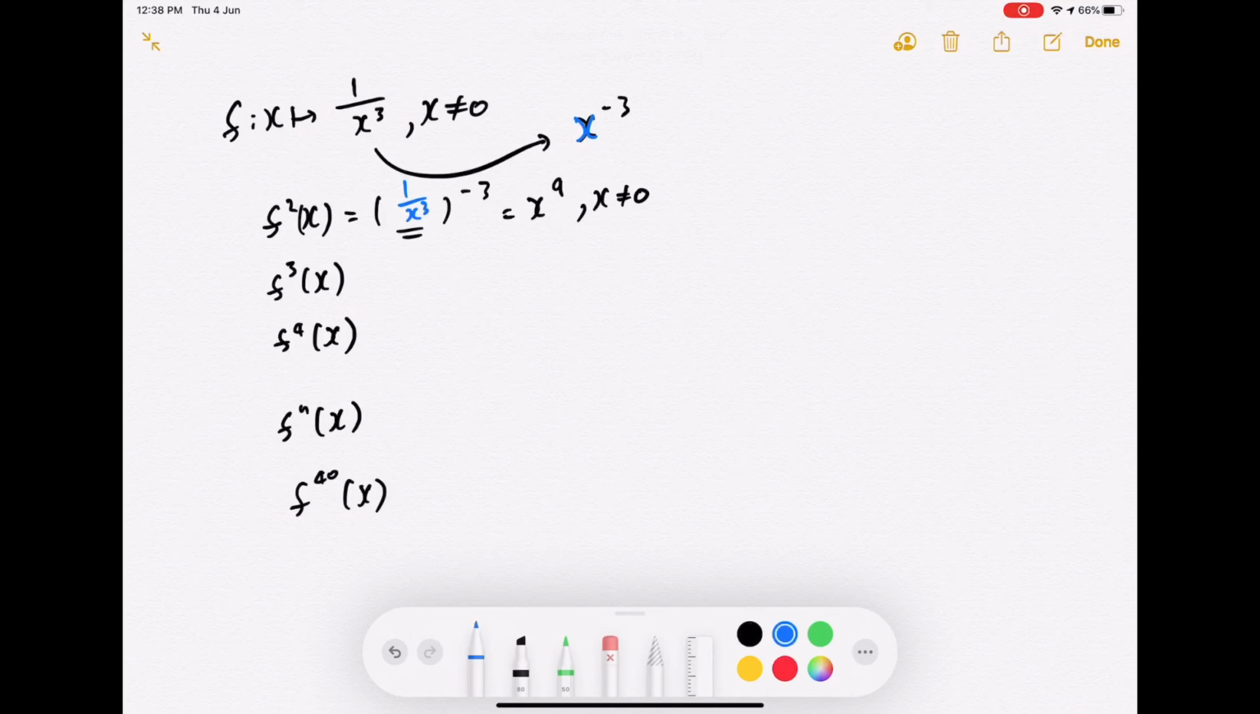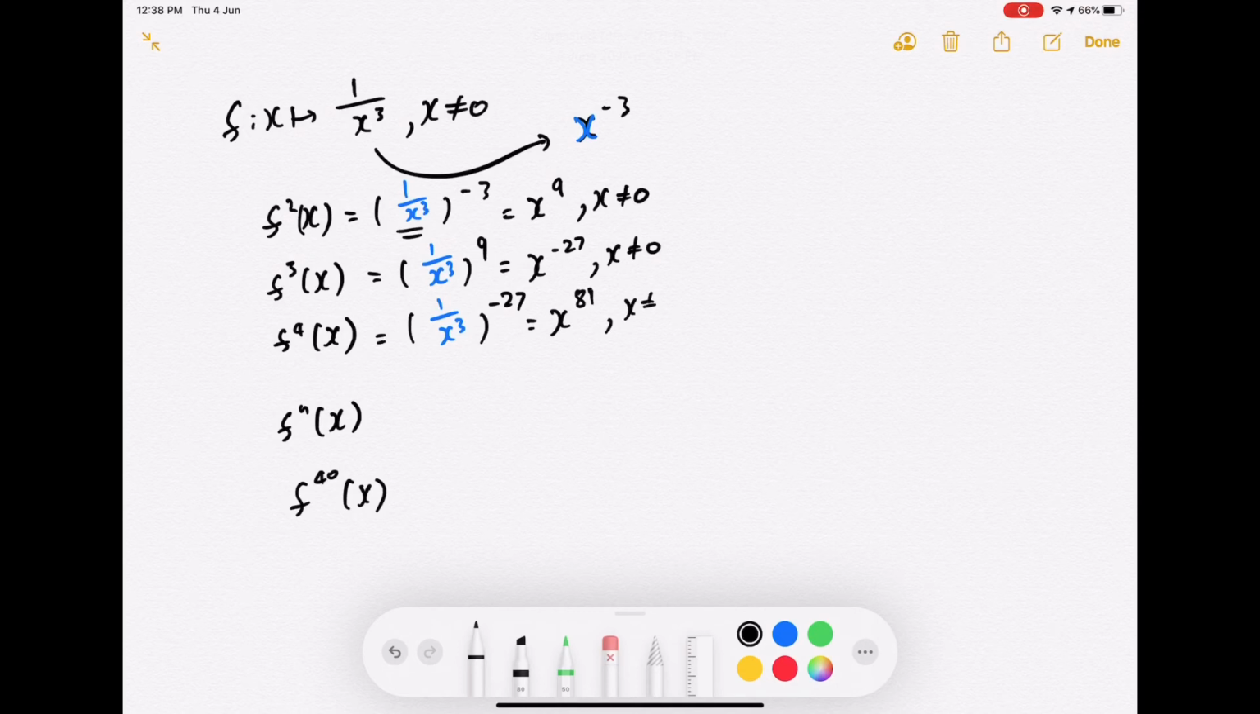Now for the next part, you can see that f cubed is just one step away from f squared, right? So it means that I just substitute one more of function f inside the x to the power 9. So I will have a 9 here, and then I'm still going to put the same thing inside, 1 over x cubed. So it's going to have this pattern, and when you manipulate this, you will get x to the power negative 27, where x is not equal to 0. And we continue for one more. You put the bracket negative 27, substituting the function f inside, manipulate this, you get x to the power 81, where x is not equal to 0.